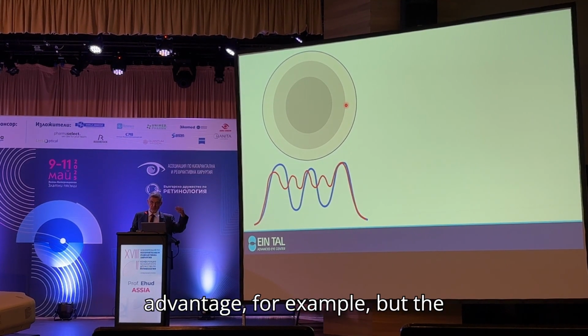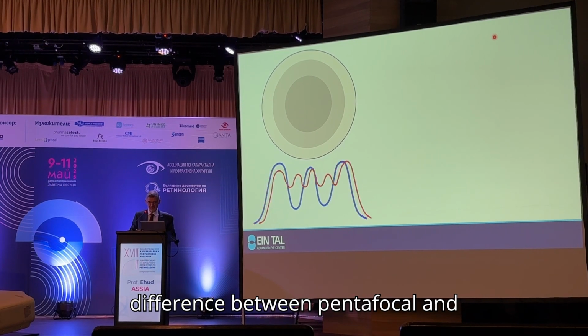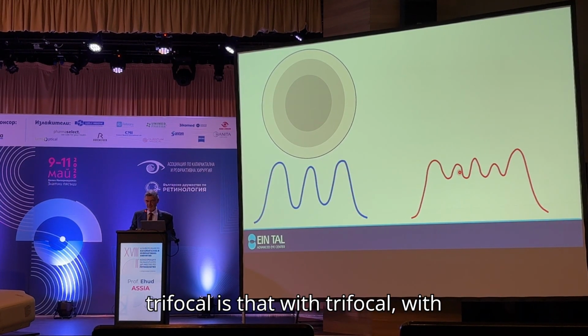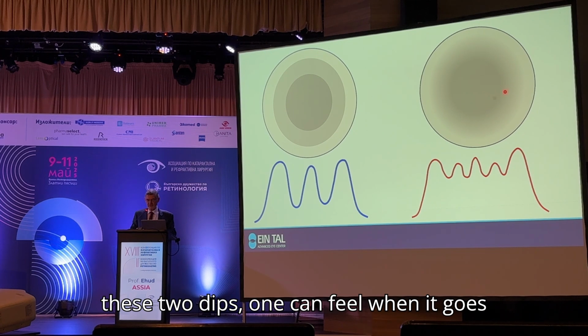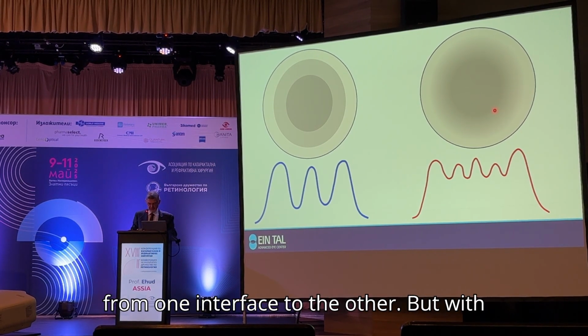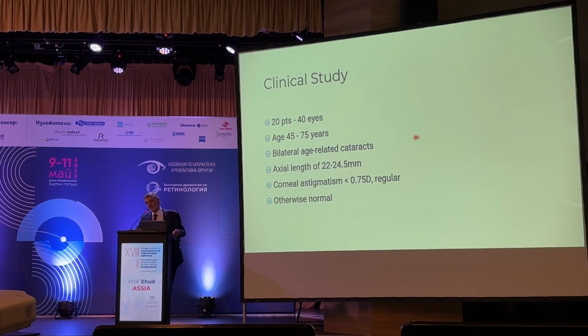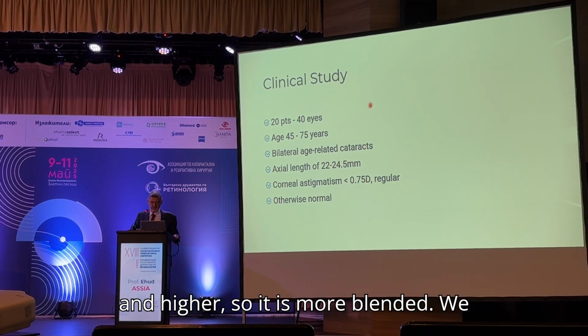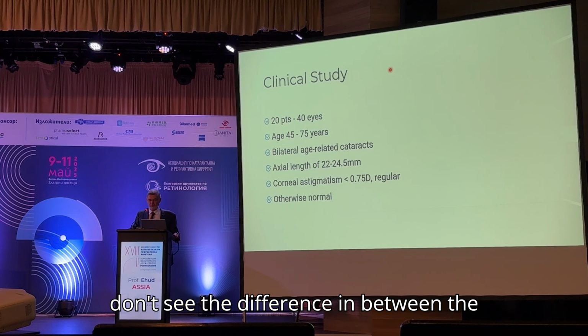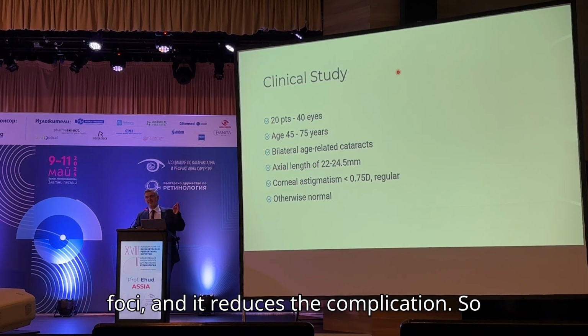And this is one advantage, for example. But the difference between pentafocal and trifocal is that with trifocal, with these two dips, one can feel when it goes from one focus to the other. But with the pentafocal lens, it is flatter and higher, so it is more blended. We don't see the difference between the foci, and it reduces the complications.